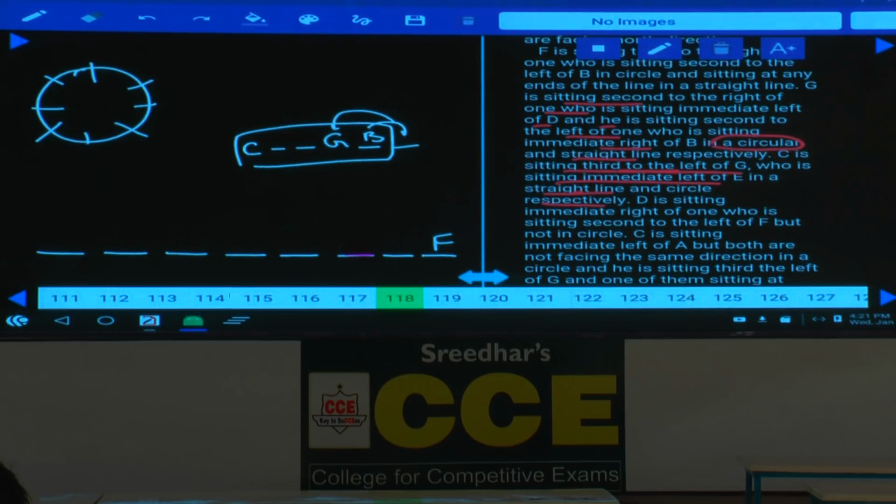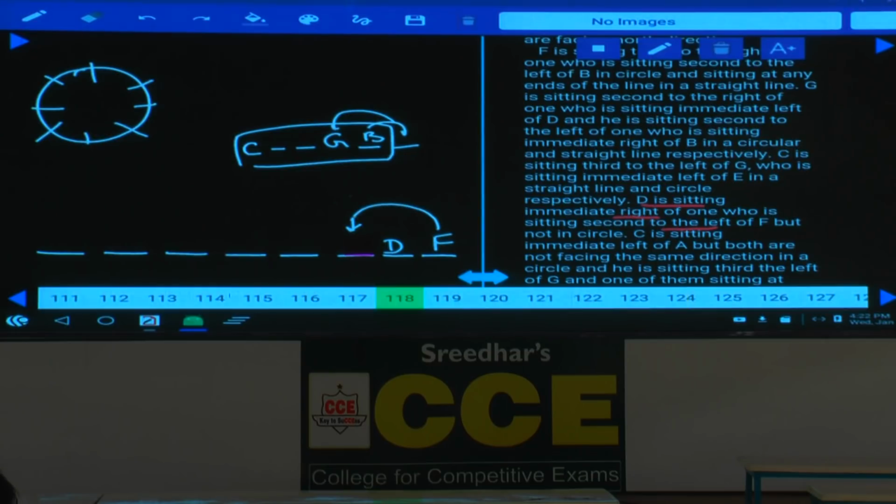Then D is seated to the immediate right of the one who is seated second to the left of F, but not in circle. But not in circle means here he is talking about the straight line. Now in the straight line, D is sitting to the immediate right of whom? Of the one who is seated second to the left of F. F is here, second to the left of F. Now tell me who is seated second to the left of F? This person, isn't it? D is seated to the immediate right of the one who is seated second to the left of F, which means D must be at this place only.